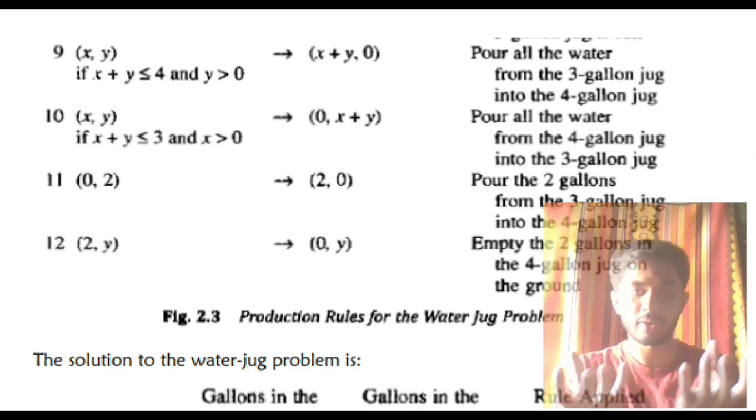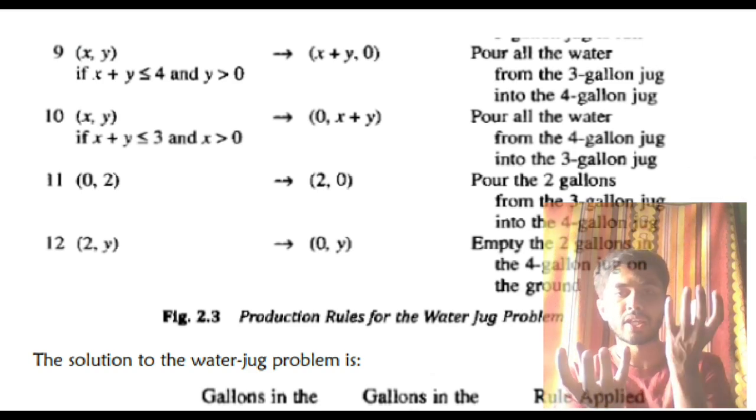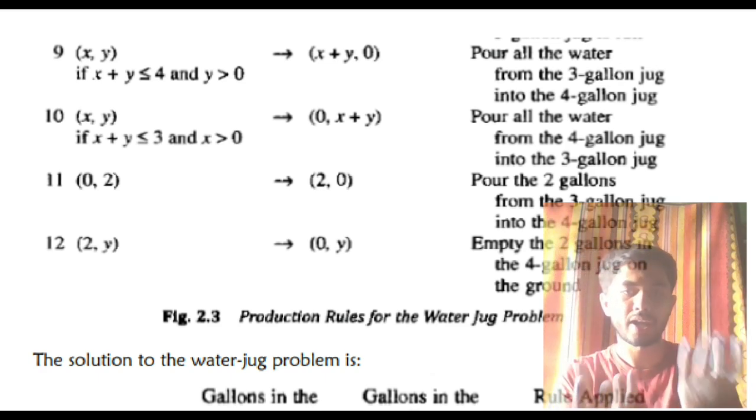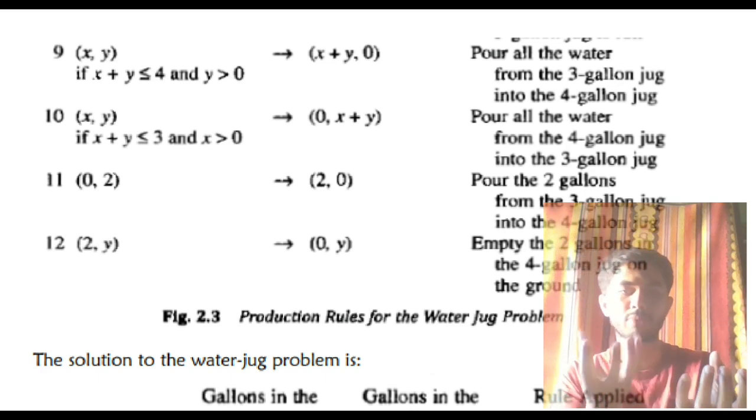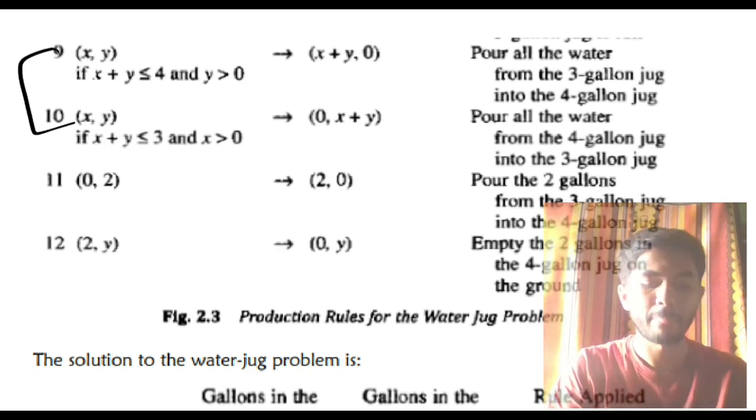You are emptying this one, means you have some water here and some water here. The whole water can be put here, and this will become 0 and this will be x plus y. Same thing if you do here, you have some water here, put this whole here, this will become full. That's all. The next 2 are this much. The last 2 are what?